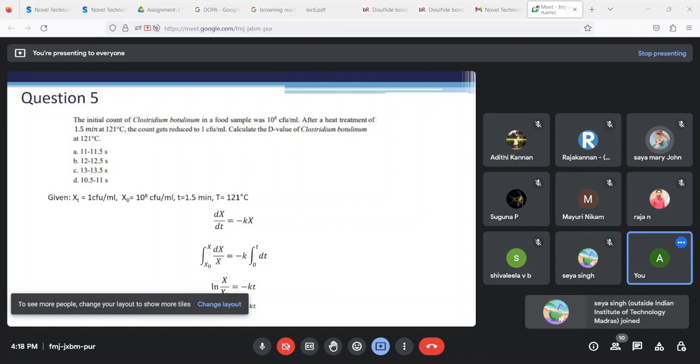When you integrate from 0 to t, let's say x naught is your initial count of microbes and x is the count of microbes present at time t. You bring x down here: dx by x from x naught to x is equal to minus k dt from 0 to t. If you integrate, this is ln of x. So ln of x minus ln of x naught, which can also be written as ln of x by x naught, is equal to minus kt. Now if you take an exponent on both sides, x is equal to x naught e power minus kt. Is this clear, the derivation? If you want me to repeat any step of it, you can let me know.